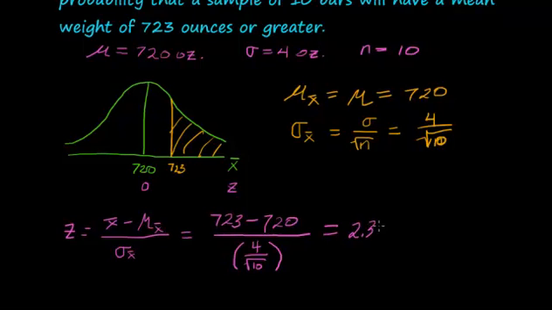Alright, so when I run through this calculation, I got 2.3717 and on, but this is a z-score, so I know I want 2 decimal places, 2.37. So now I know what goes here, 2.37. The associated z-score for 723 is 2.37. So now I can find my probability.